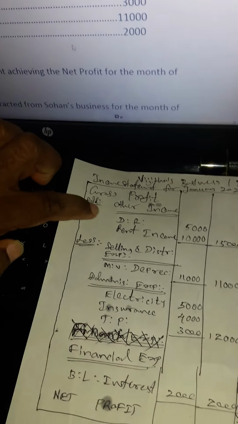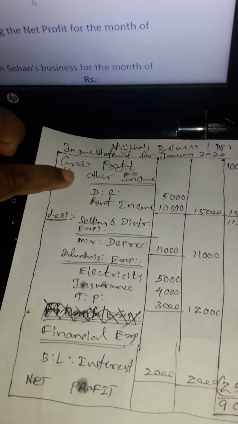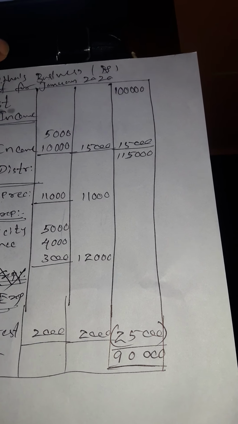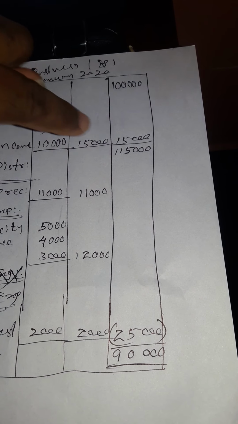Under other income we write discount received. I have written it in short form as DR. Discount received 5,000, rent income 10,000. The total is taken to the second column, 15,000. That 15,000 is taken to the third column and added to gross profit 100,000. When we add the 100,000 gross profit to this other income of 15,000, the grand total of income will be 115,000.